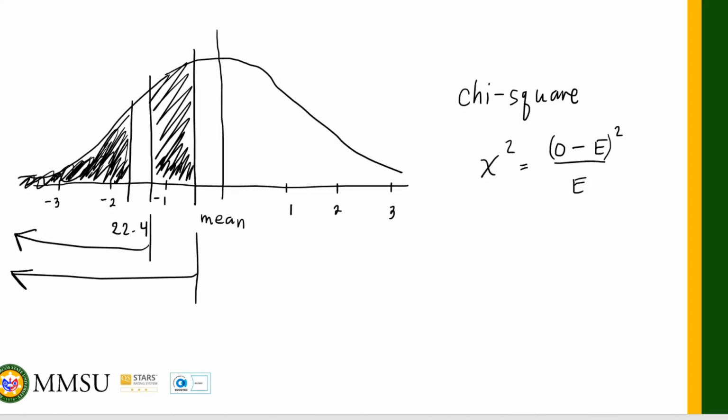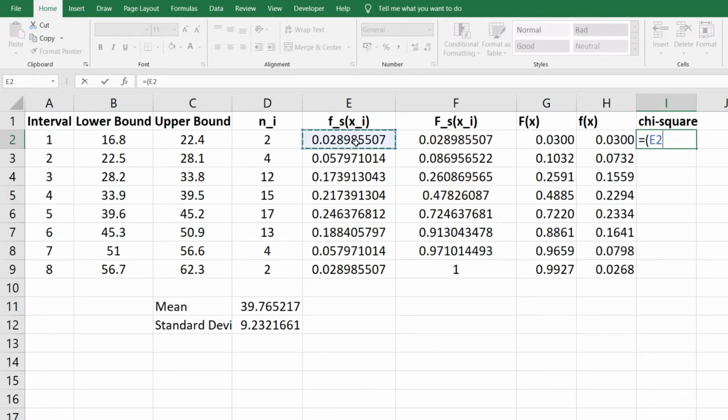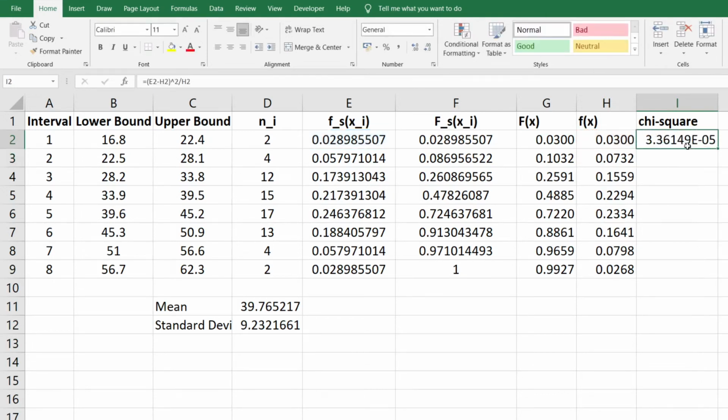Let us go to Excel, mas madali kasing mag-compute dito sa Excel, ano? So let us compute for the chi-square test. Dito, ang gagawin natin equals observe. The observe is E2 minus the expected. The expected ay H2. And then close parenthesis. At tapos, square natin. Square divided by the expected, ito yung expected natin, H2, and then enter. Okay, nandyan na yung sagot.